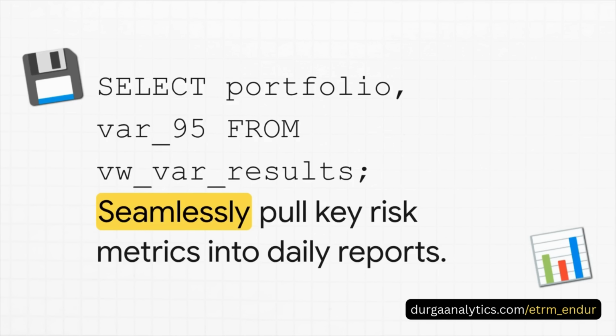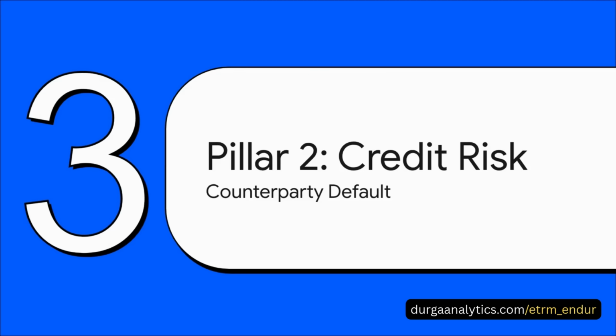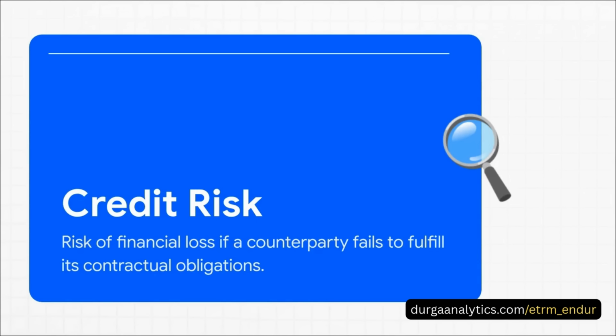Okay, so we've covered the what's, the market prices. Let's move on to our second pillar and talk about the who. Credit risk isn't about the market. It's about the financial strength of the people and companies you're actually trading with. Let's put this plainly. This is the risk that the company on the other side of your deal goes bankrupt and can't pay you the money that they owe you. It's as simple as that. And it's a risk that can creep up on you, or during a crisis, it can happen all at once.